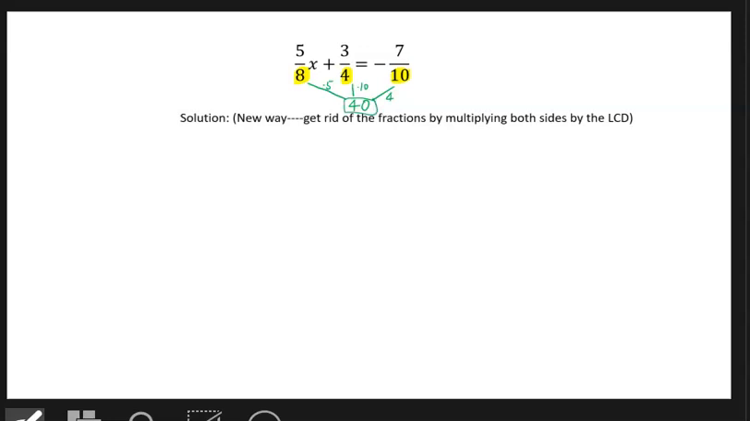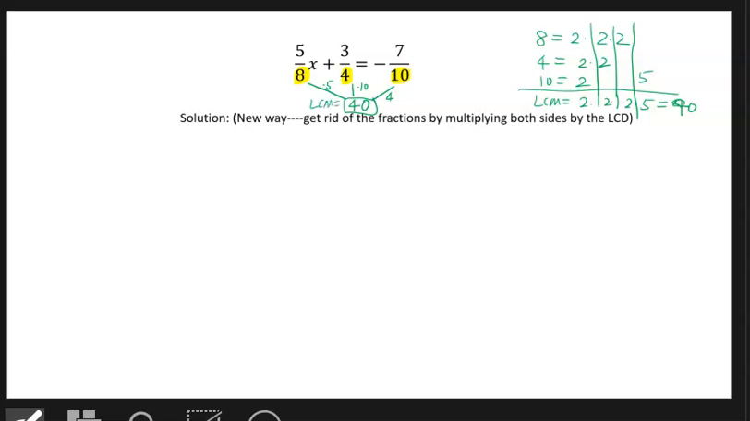If you cannot see this, one of the methods we learned is by doing factoring. So let's quickly go over that. You can break down 8 and break down 4, line up the same numbers, and break down 10, line up the same number, create a new column for 5, and then we just need to bring down one number from each column. That's going to give us 2 times 2 times 2 times 5, and that is exactly 40. So if you cannot see that the least common multiple is 40, you can always use this method.